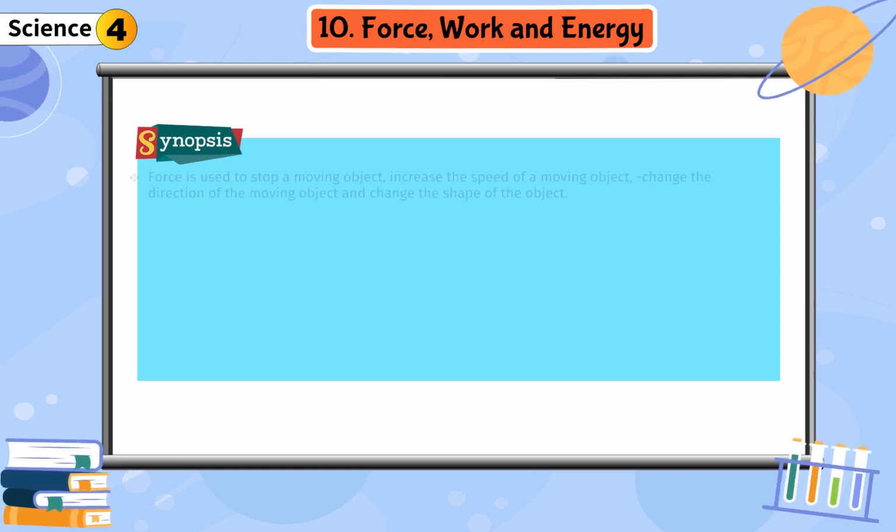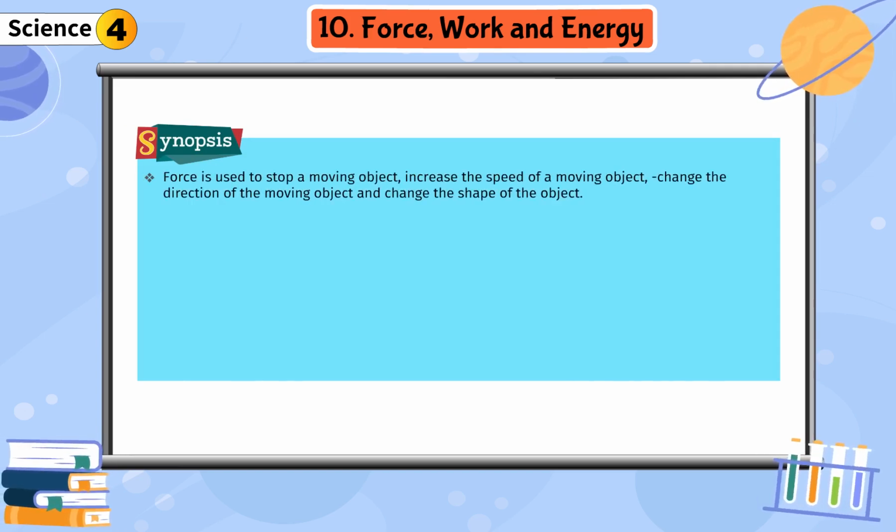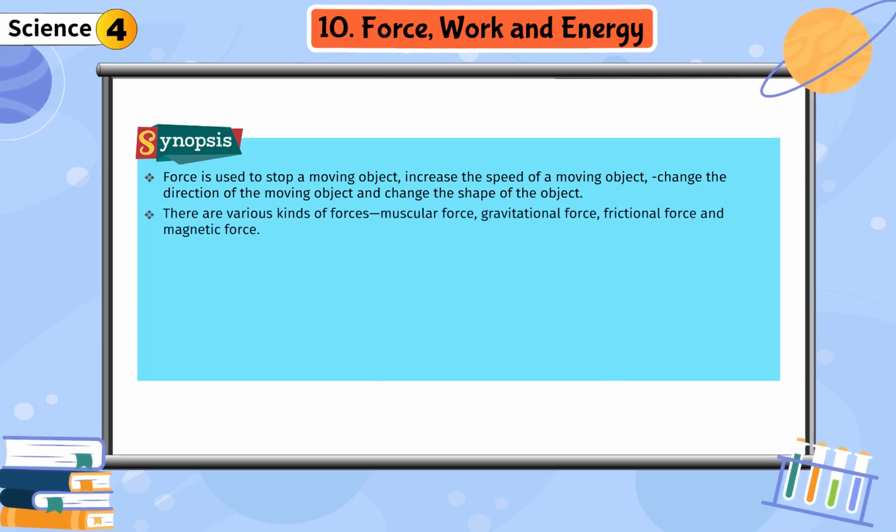Synopsis. Force is used to stop a moving object, increase the speed of a moving object, change the direction of the moving object, and change the shape of the object. There are various kinds of forces: muscular force, gravitational force, frictional force, and magnetic force. When work is done, energy is used.